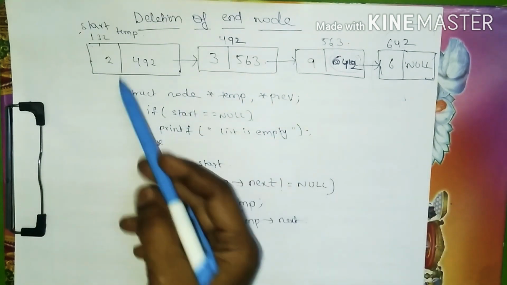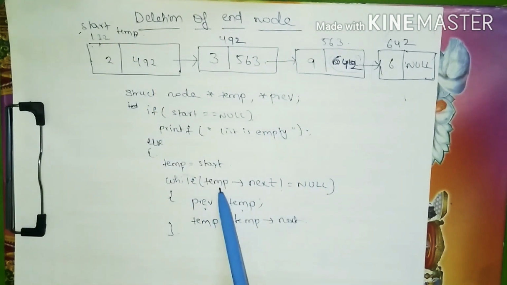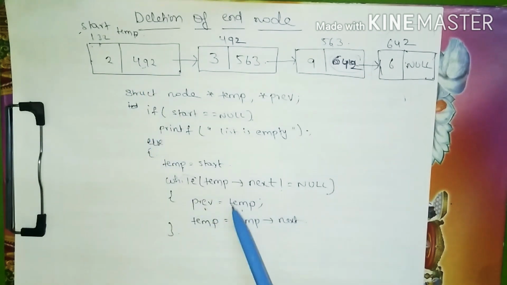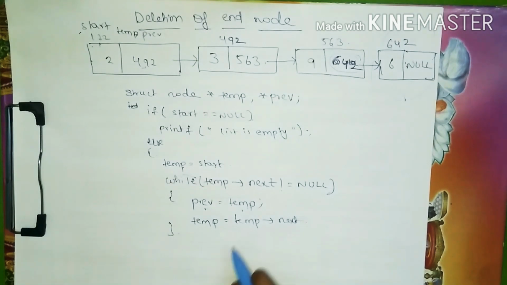Now I have to delete the last node. Now temp is equal to start. So temp value is 132. Temp next. What is the temp next value? 492. 492 not equal to null, satisfied? Yes, satisfied. So prev is equal to temp. Means temp, what is the temp address? Temp address is 132. 132 gets stored into the prev. Now prev will also be containing 132.